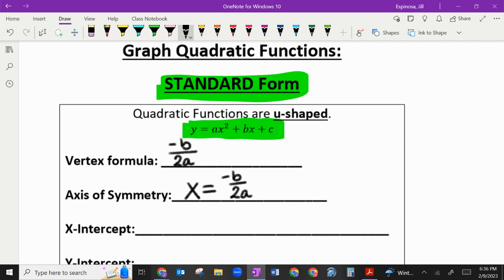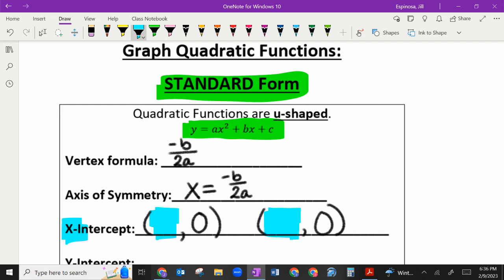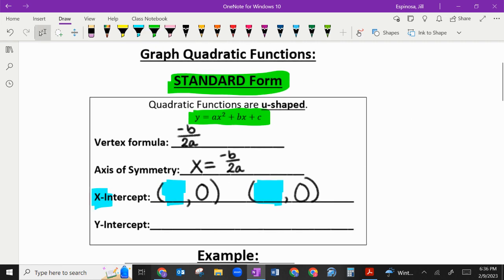Your x-intercepts are going to be if you plug 0 in for y. And there are generally 2 of them. So a lot of times you'll have 2 different numbers here. So these will be your x-intercepts, values here. And then your y-intercept will be if you plug 0 in for x, and you'll get a value for this side.